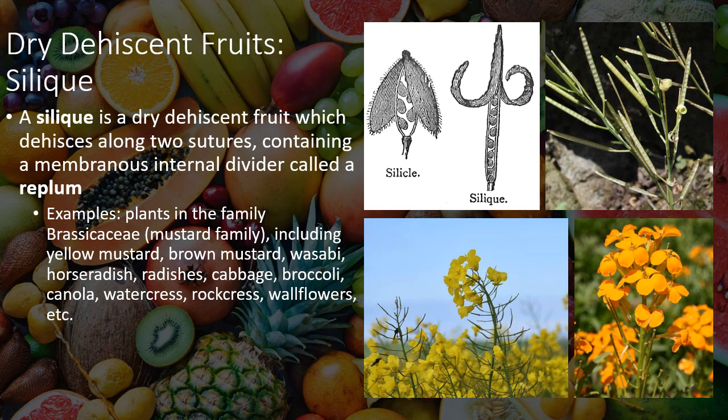Our next type of dry dehiscent fruits are siliques. So this is a dry dehiscent fruit which also dehisces along two sutures, but it also contains this membranous internal divider, which we call a replum.